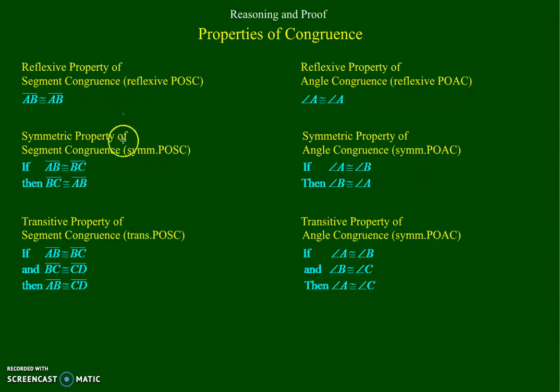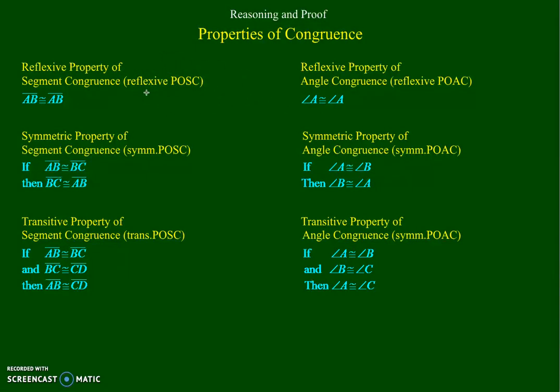Now this is one of the keys for why you have to use these abbreviation codes, because now we have three different reflexive properties, three different symmetric properties, and three different transitive properties. We have one for equality, one for segment congruence, one for angle congruence. So it's important that you distinguish which one you're using.